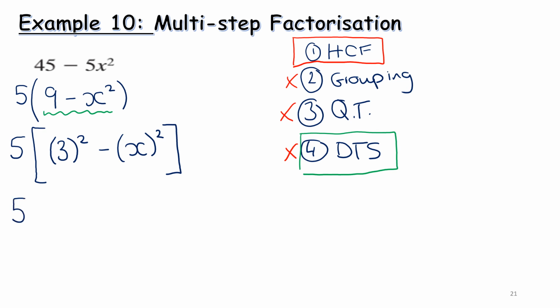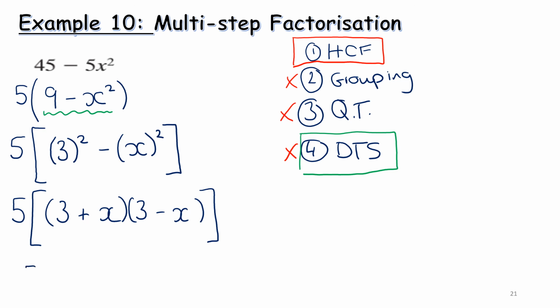So my next step, I'm ignoring that 5, it just stays in front. I open my 2 brackets, I put 3 at the start, x at the end, plus in one, minus in the other, and then I'm going to get rid of those square brackets because it's 5 by 3 plus x by 3 minus x.